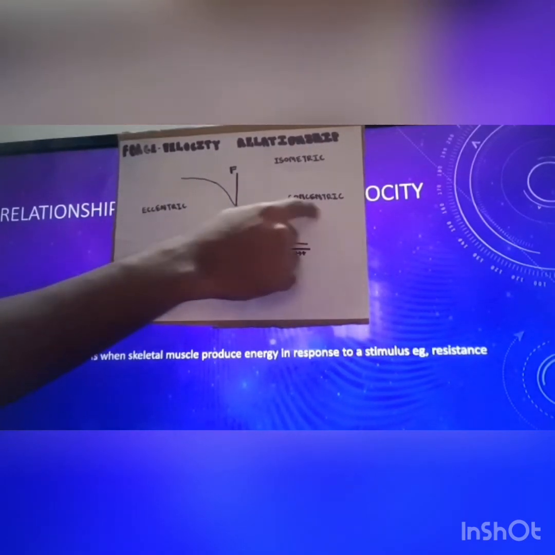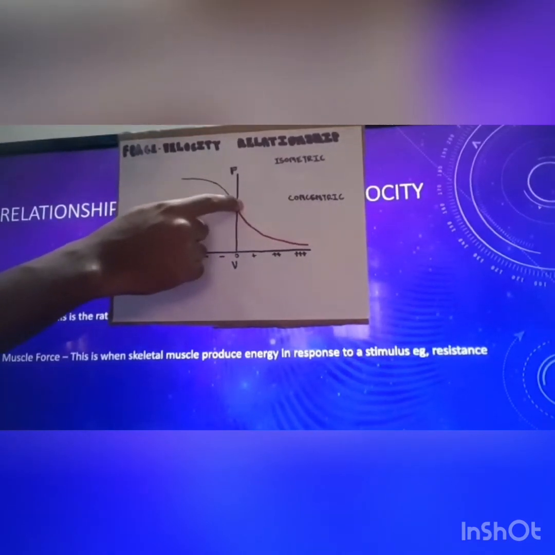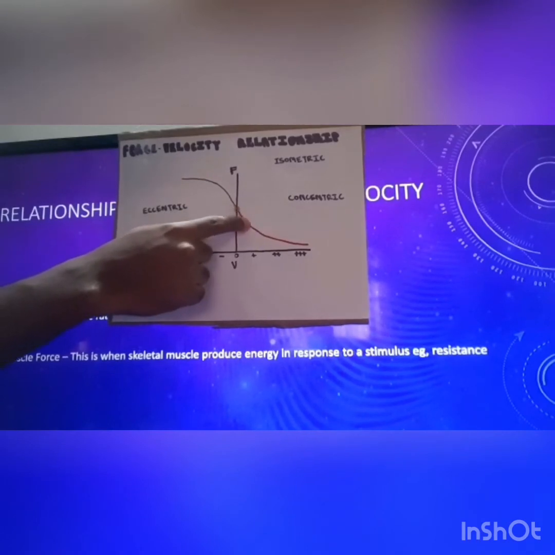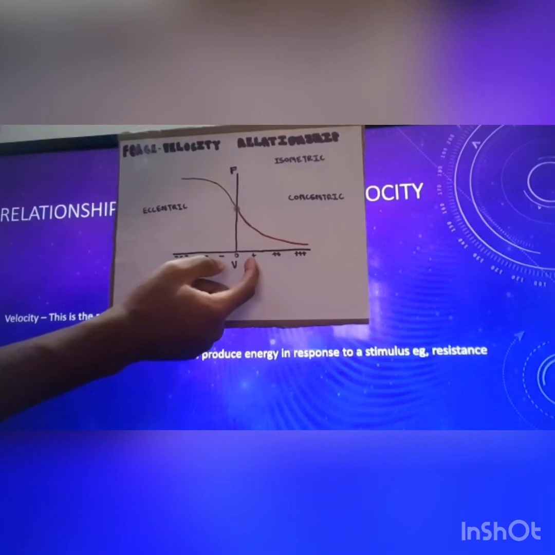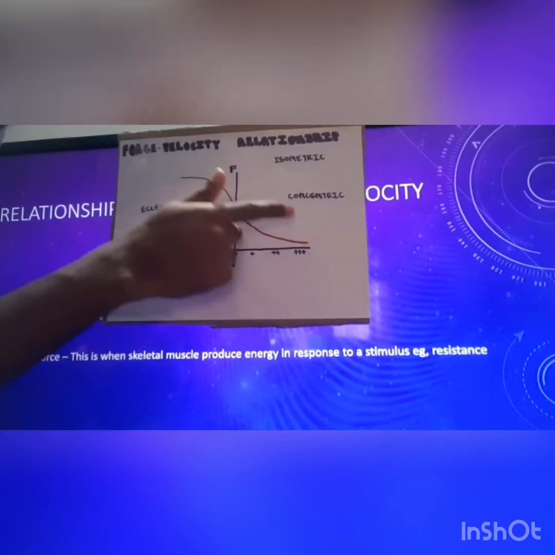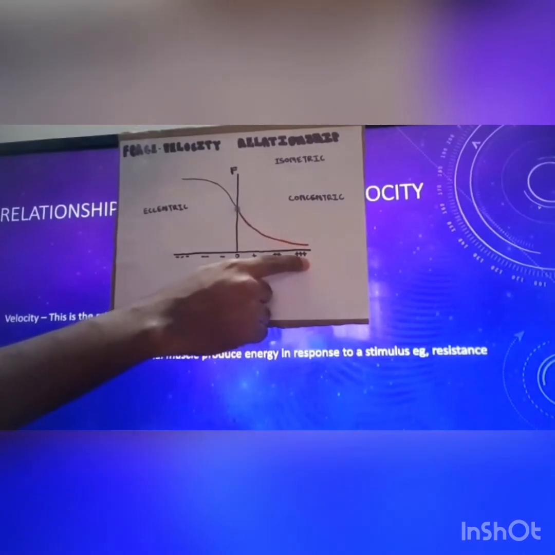There's a concentric contraction, eccentric contraction, right? So if this is the limit, let's say there's 50 pounds. If the force goes down to about 40 pounds, the velocity would begin to rise, right? If the force goes down to, let's say, 5 pounds, the velocity would rise a lot more.